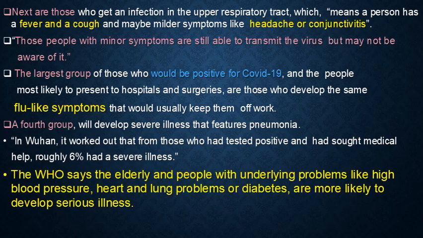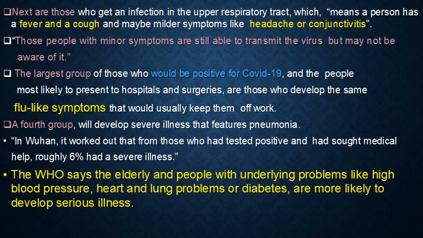And of course, they keep themselves off work. That is to say, they are away or they stay home because they feel more tired than the previous group. The fourth group will develop severe illness with features of pneumonia and difficulty in breathing.